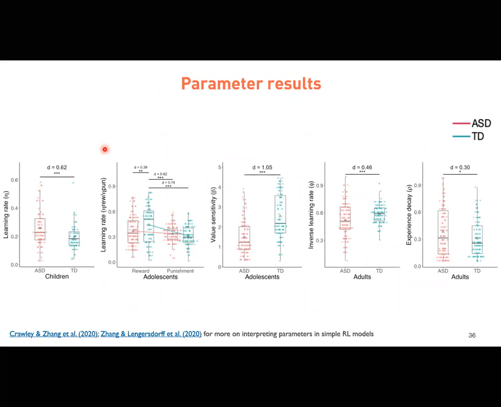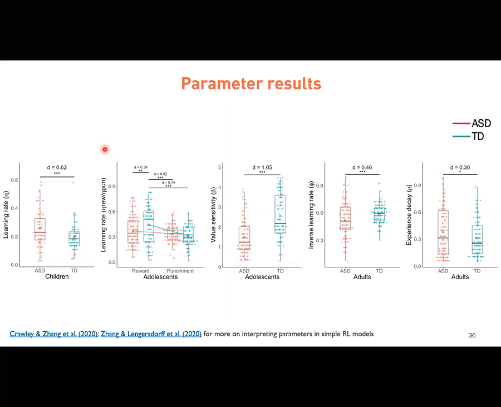So now let's go back to this autism example. I told you that for model comparison, within each age group, there is no diagnostic difference. So within children, the winning model is the same across TD and ASD. Within adolescents, the winning model is the same across TD and ASD, and the adults the same. But there is indeed a behavior difference. So we have to wonder where the difference is.